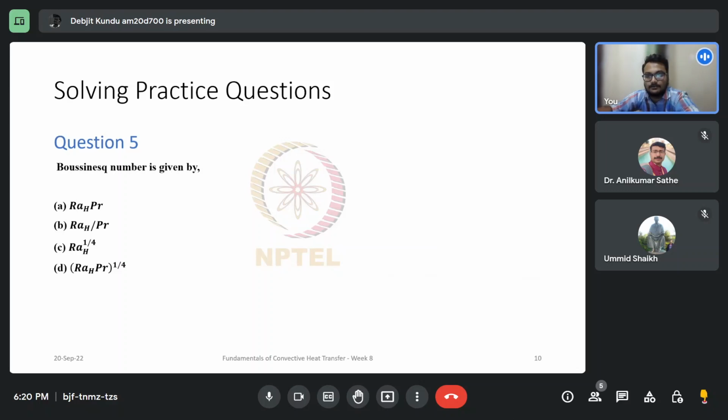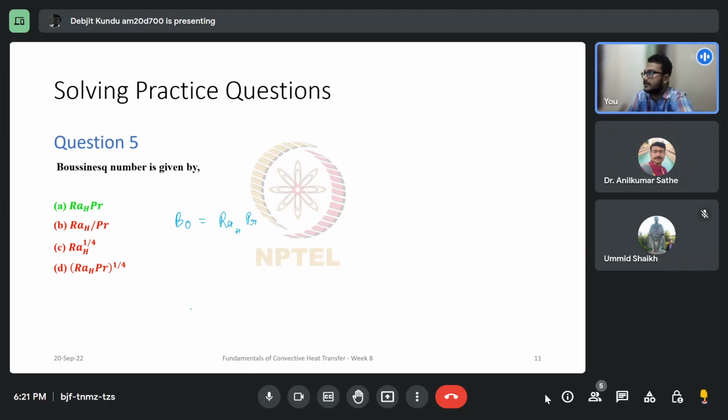So Boussinesq number. What is Boussinesq number given by? Is it option A, Rayleigh number into Prandtl number? Option B, Rayleigh number by Prandtl number? Option C, Rayleigh number to the power 1/4? Or D, the product of Rayleigh number and Prandtl number to the power 1/4? First option, A. Very simple. So it's simply Rayleigh number multiplied by Prandtl number. Boussinesq number is given by Rayleigh number into Prandtl number.